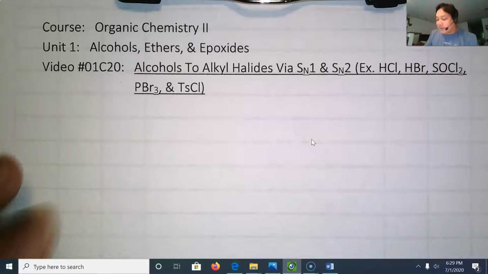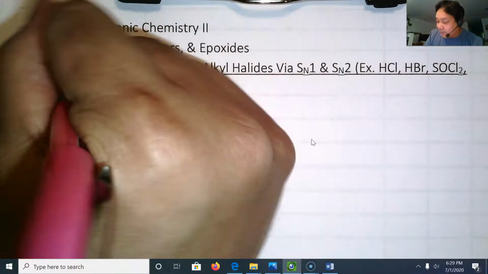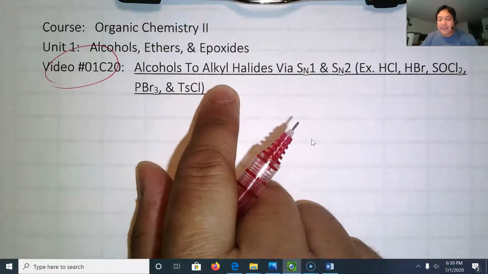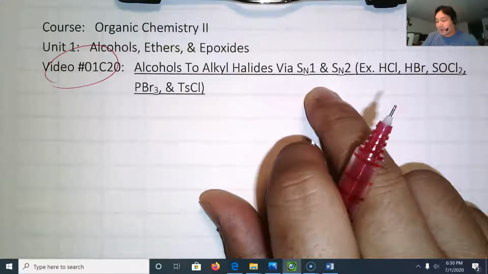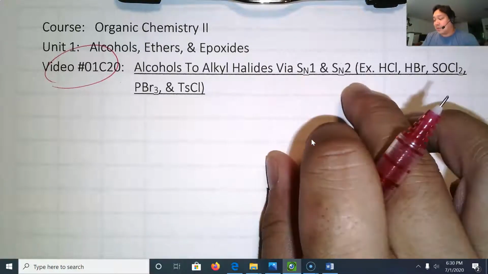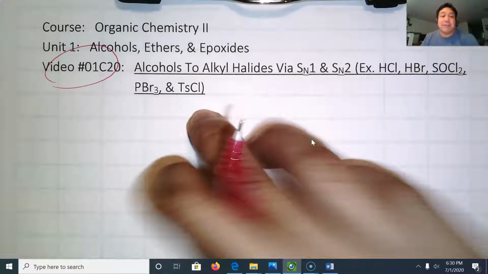So the reaction we're going to look at first is to convert alcohols into alkyl halides using substitution, and hopefully you remember what SN1 and SN2 are, and we could do this via a whole host of different reagents.